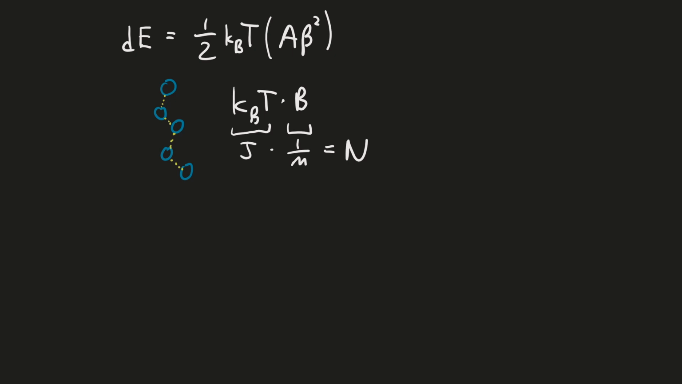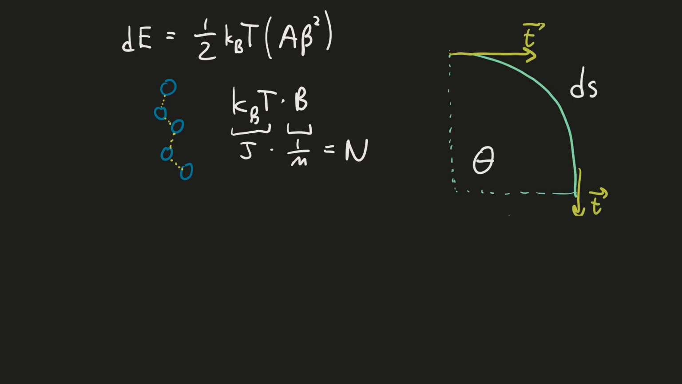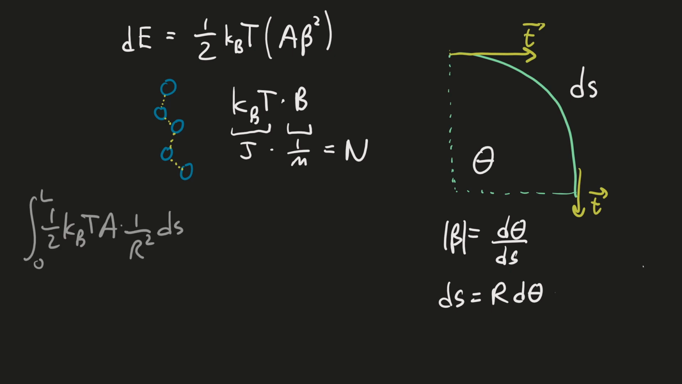We said beta is the change in the unit tangent vector. So if a segment ds is bent through an angle theta, then the magnitude of beta is d theta/ds. An arc is related to its angle by the relation ds equals r theta. So beta is 1 over r. Plugging in our expression for beta and integrating over the total length will tell us the energy required to bend a polymer by a certain angle. So let's find out the energy needed to bend it into a quarter circle, or 90 degrees.